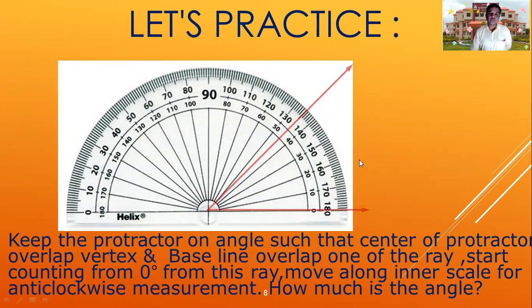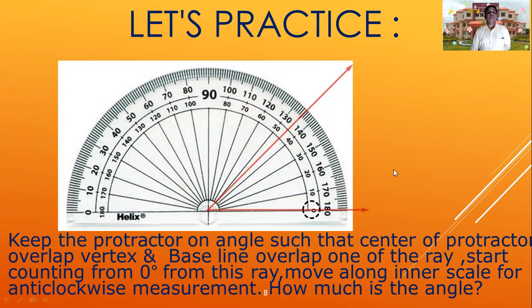Well, we are going to put the protractor on the angle in such a way that the baseline of the protractor coincides with one of the arms of the angle. Fine. Next, we'll start counting from this 0, which coincides with one of the arms. Keep in mind that the vertex of the angle should fall exactly below the center of the protractor.